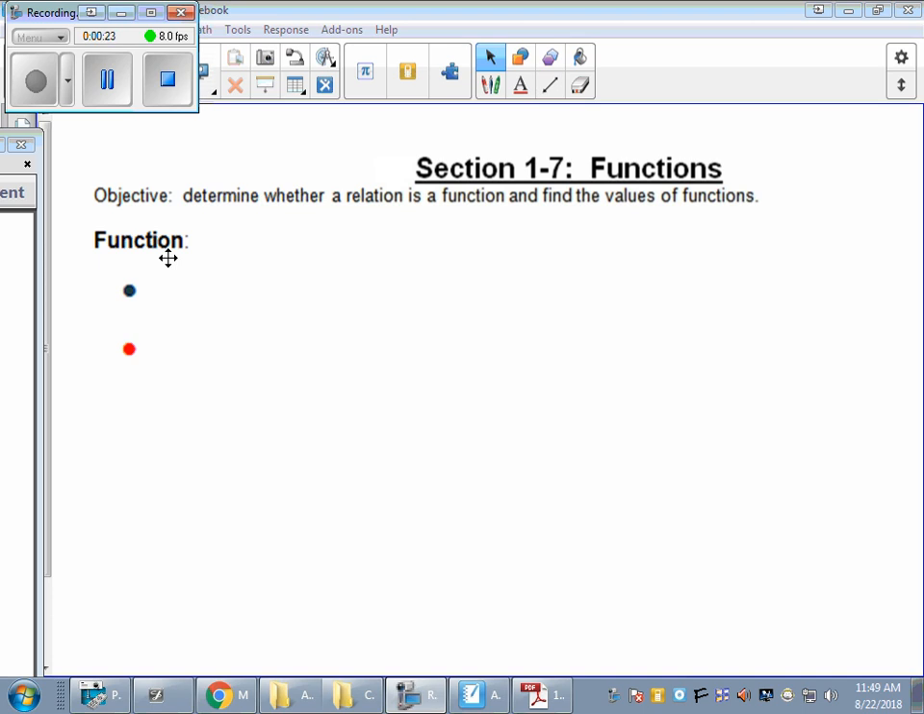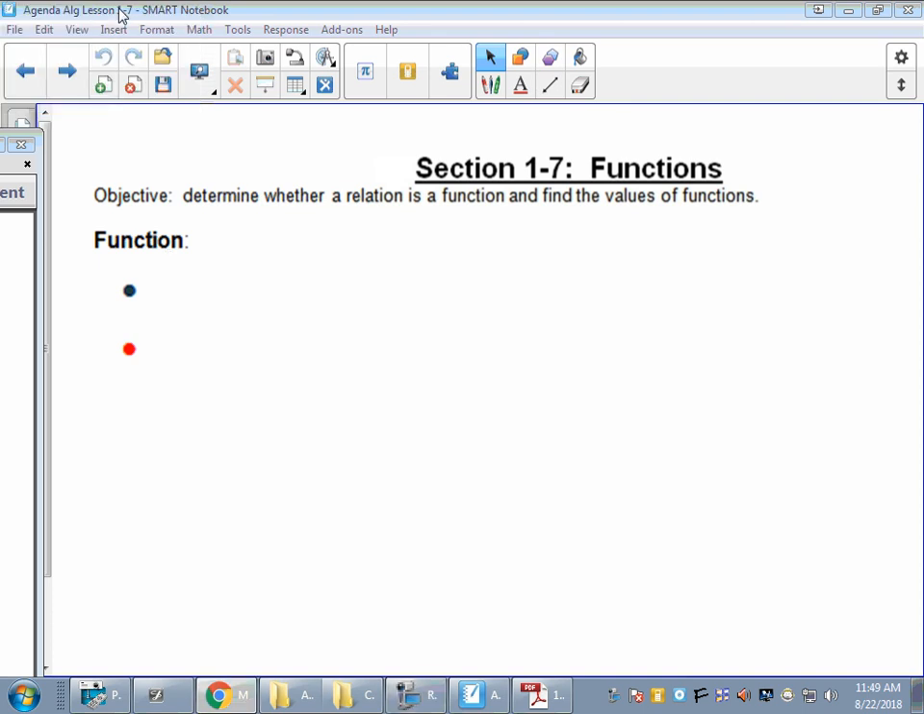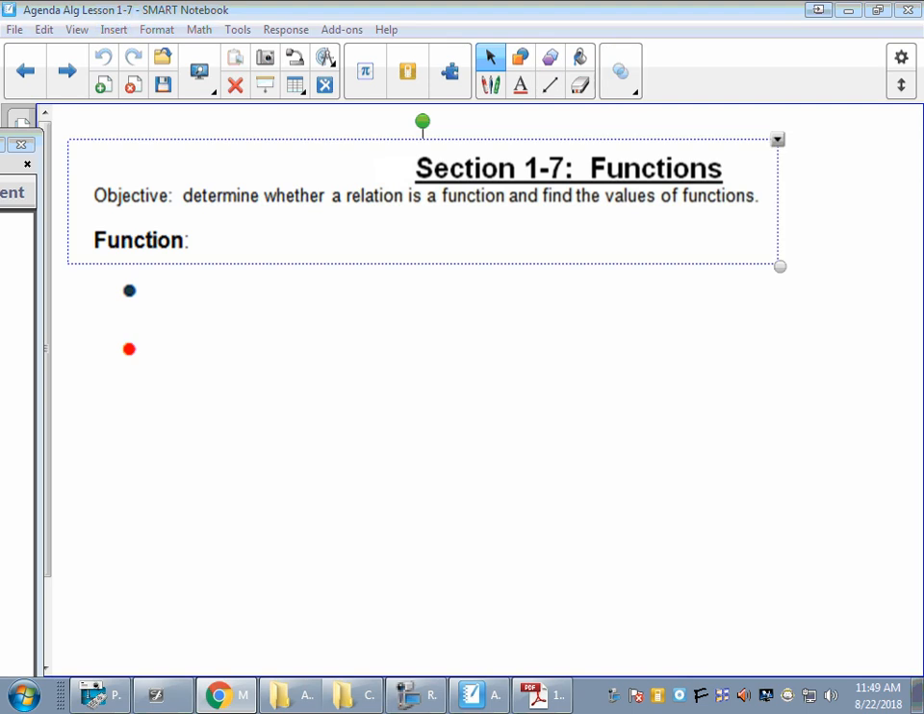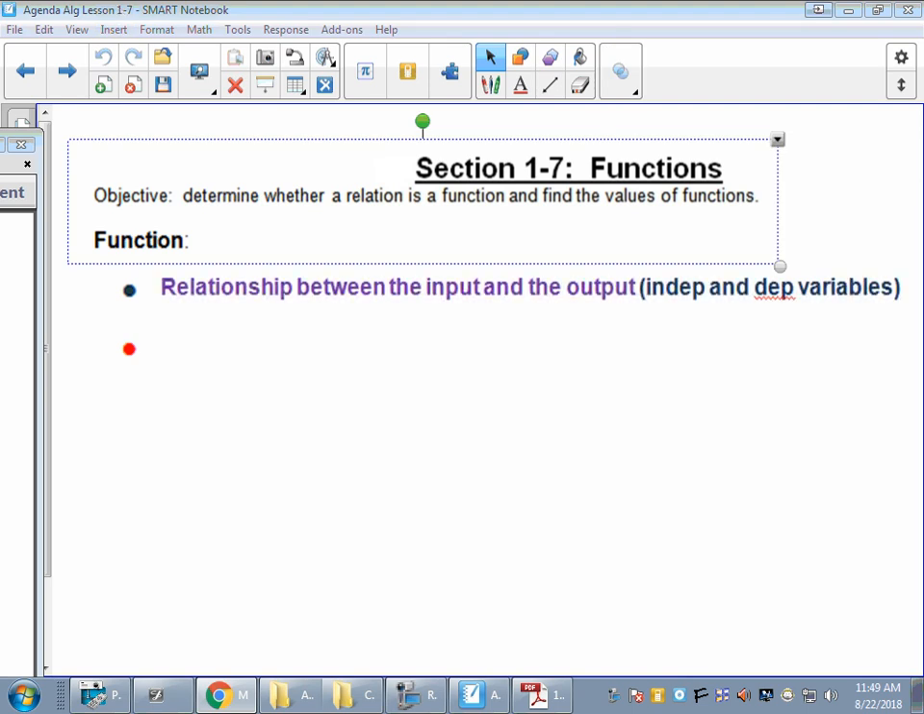Algebra 1, we are in section 1.7, which is functions. So we're going to learn whether a relation is a function or not, and then we're going to find the values of functions. That's our objective today. So what is a function? That's what I want to know.